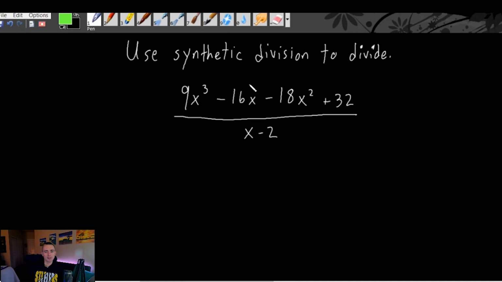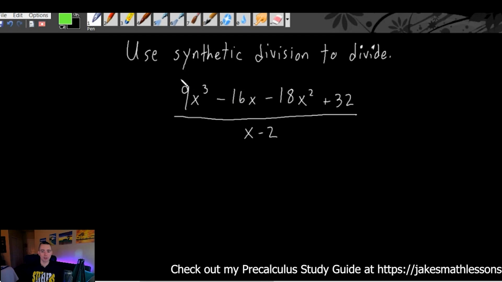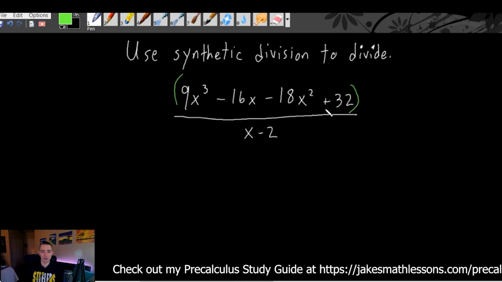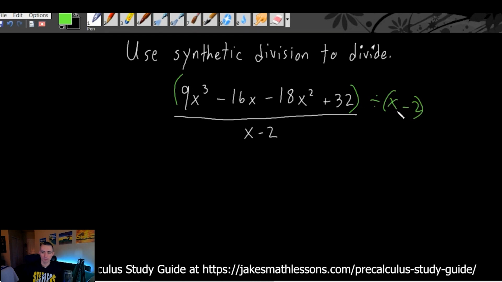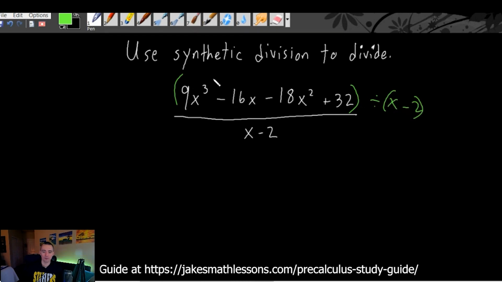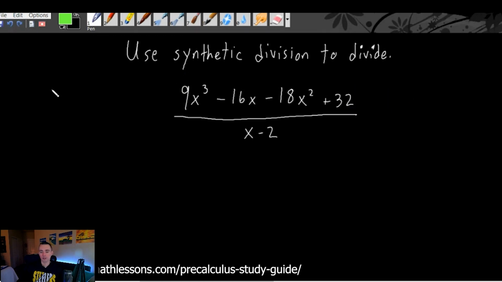Use synthetic division to divide. This time we have 9x cubed minus 16x minus 18x squared plus 32 all over x minus 2. Now, talking about the form this is written in, this is the same as saying 9x cubed minus 16x minus 18x squared plus 32 divided by x minus 2 in parentheses. Writing it this way versus writing it in a fraction, it's saying the exact same thing.